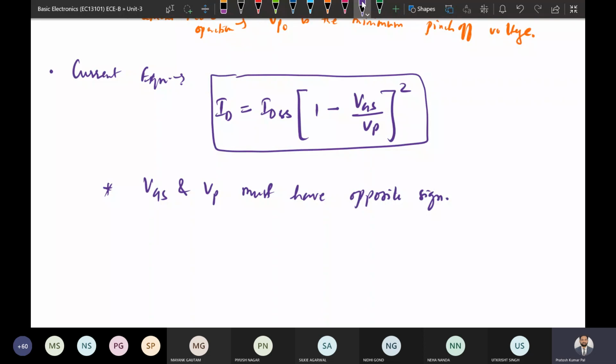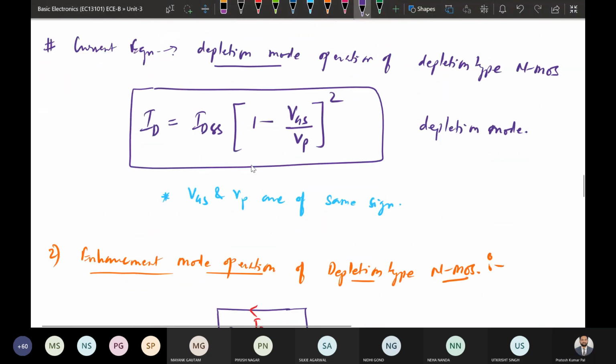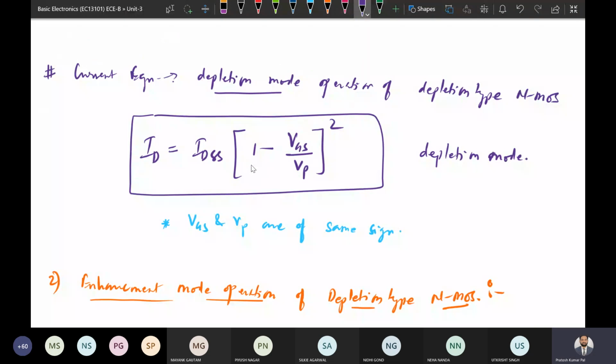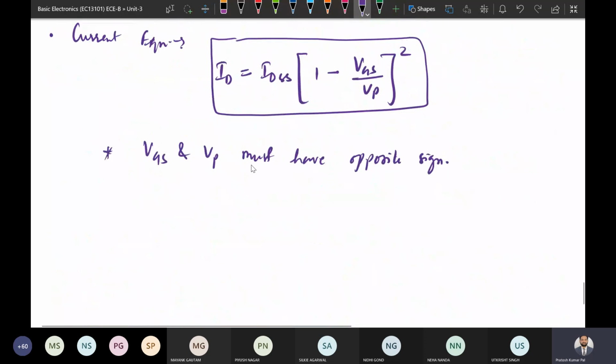So in case of enhancement mode, VP and VGS should be of opposite sign, but in case of the depletion one, we have seen in the previous case, in the current equation, this VGS and VP are of the same sign. If it is of the same sign, then it is 1 minus something, so the current will be decreasing from the IDSS. That's why there both should have the same sign, but here both should have opposite sign, so that the ID will be increasing with respect to increase in the VGS.